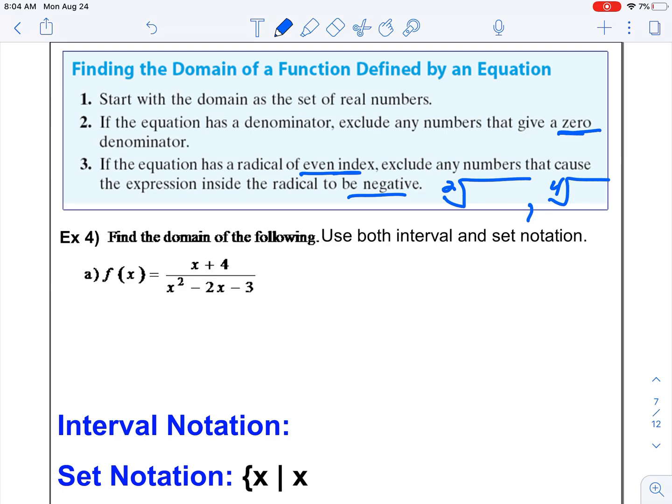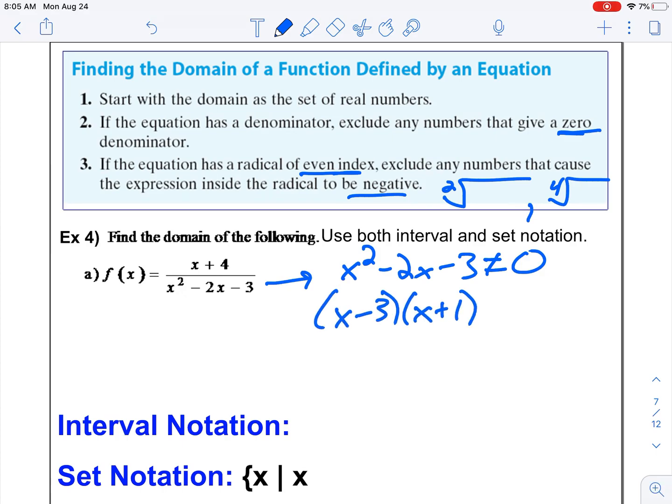So all we're going to do is say, okay, take this denominator over here and say x squared minus 2x minus 3 cannot be 0. Now, solving this, you guys have done a ton. It's factorable, so you can do (x minus 3)(x plus 1) cannot equal 0, which means x cannot equal 3 or negative 1. Those are my restrictions. All right.